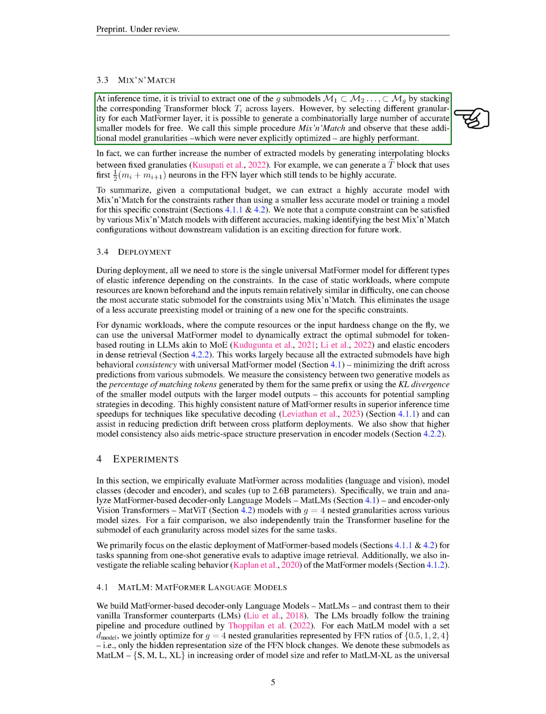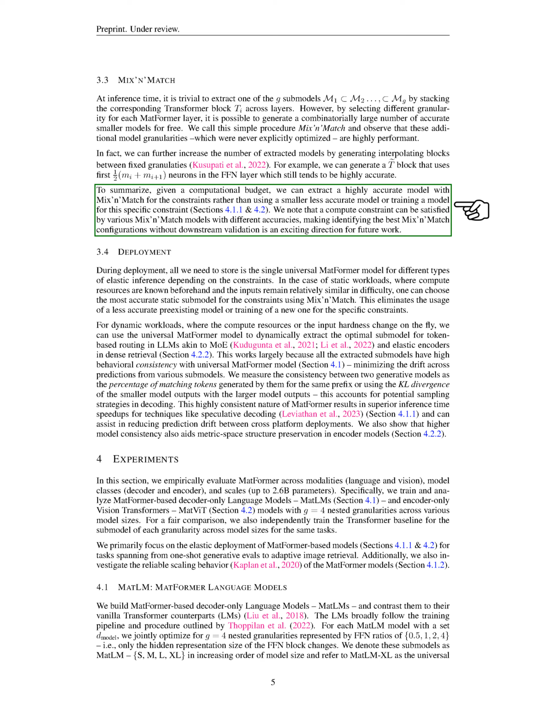These additional model granularities, which were never explicitly optimized, perform very well. Given a computational budget, we can extract a highly accurate model with mix and match for the constraints rather than using a smaller, less accurate model or training a model for this specific constraint. We've found that a compute constraint can be satisfied by various mix and match models with different accuracies. Identifying the best mix and match configurations without downstream validation is an exciting direction for future work.